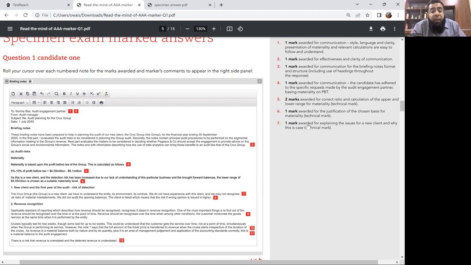Note number 7. 1 mark awarded for explaining the issue of new client and why this is the case. Point number 8. 0 marks. The candidate has stated to explain, however, they have not explained why the risk would be greater, such as greater laws and regulation and high number of stakeholders. But still, if you look at it, in just less than 2 lines, he got 1 mark out of 2 marks, because this new client risk was of 2 marks. He still got 1 mark. His marks were lost because he didn't explain the reason of that listed entity risk.